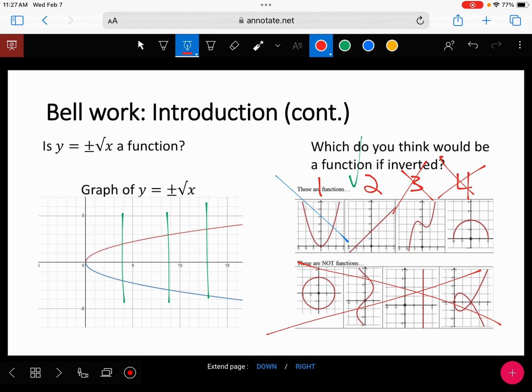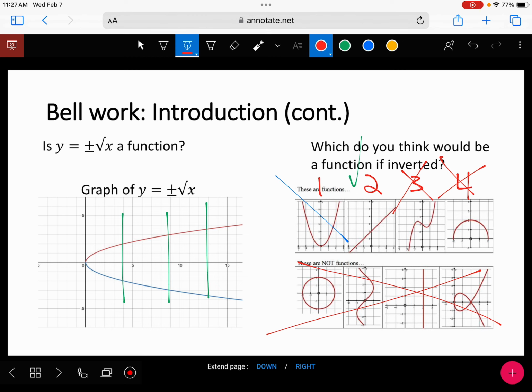So number 2. What do we notice about number 2? How do you think we could tell from the graph that number 2 out of all of those would still be a function if we inverted it? Straight line? Yeah, straight line, that's one. Straight lines, as long as they aren't exactly vertical or exactly horizontal. As long as they have some slope, we can invert it. So that's a great point. Anything else? Because there are functions that are invertible that are not straight lines.